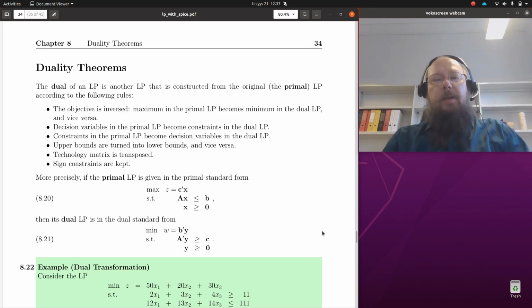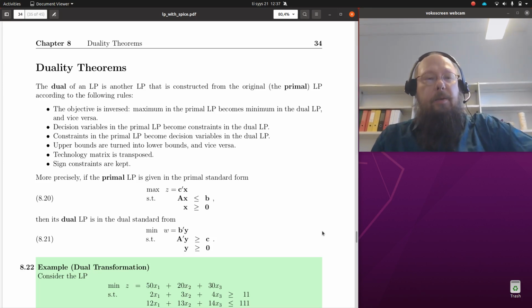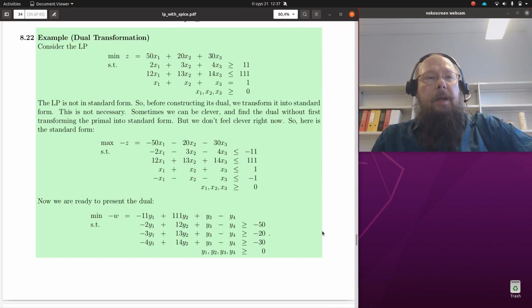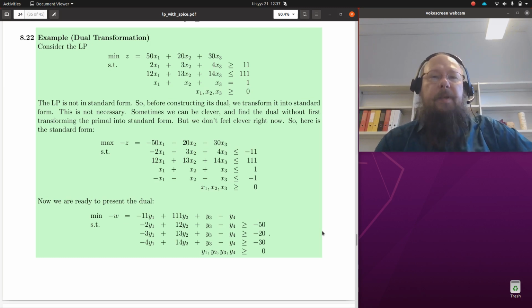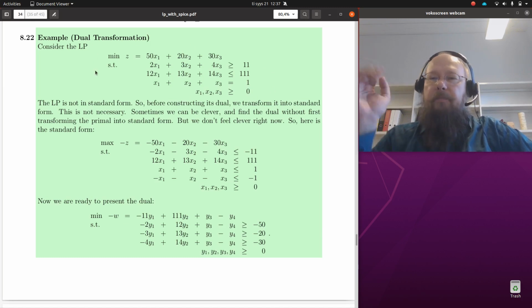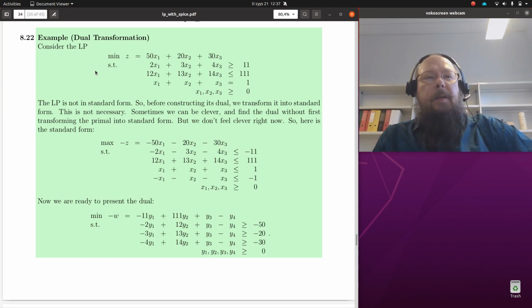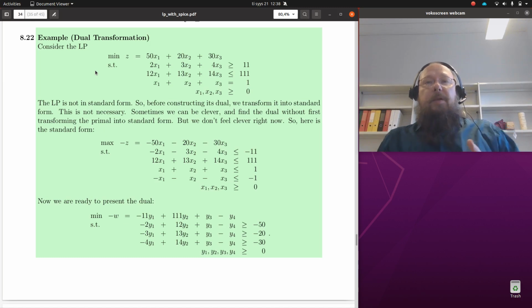Alright, so let's have an example to see how this goes. The example 8.22. We are given the following type of LP, and this is just an example, there is no story behind this. I just figured out an LP that is actually not in standard form, so we have to do a little bit of work here. The motivation is to find the dual of this LP.